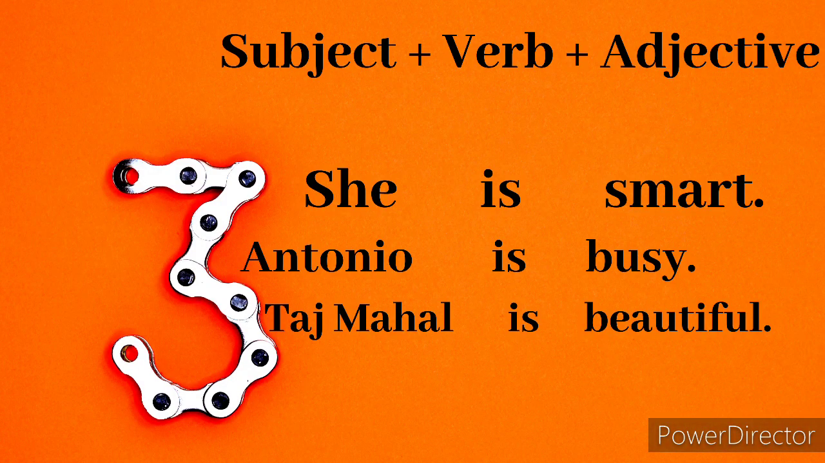Let's have a look at 2 more sentences. Antonio is busy. Antonio is subject, is is verb, adjective is busy. So who is busy in this sentence? Antonio is busy. Next sentence, Taj Mahal is beautiful. So what is beautiful? Taj Mahal is beautiful. Taj Mahal is subject, verb is is, and the adjective is beautiful, because adjective is describing Taj Mahal. So remember that adjective describes something about subject.